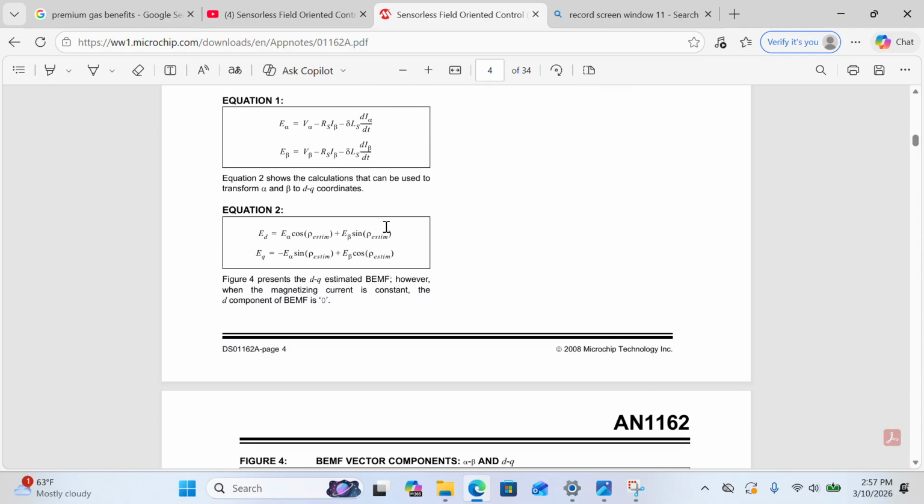And then the second equation, we're converting from the alpha beta frame to the rotating frame of the D axis and Q axis. This is the Park transform. Here's the equation. Remember, this is the angle of the estimation. We're trying to estimate this, which we don't know yet.